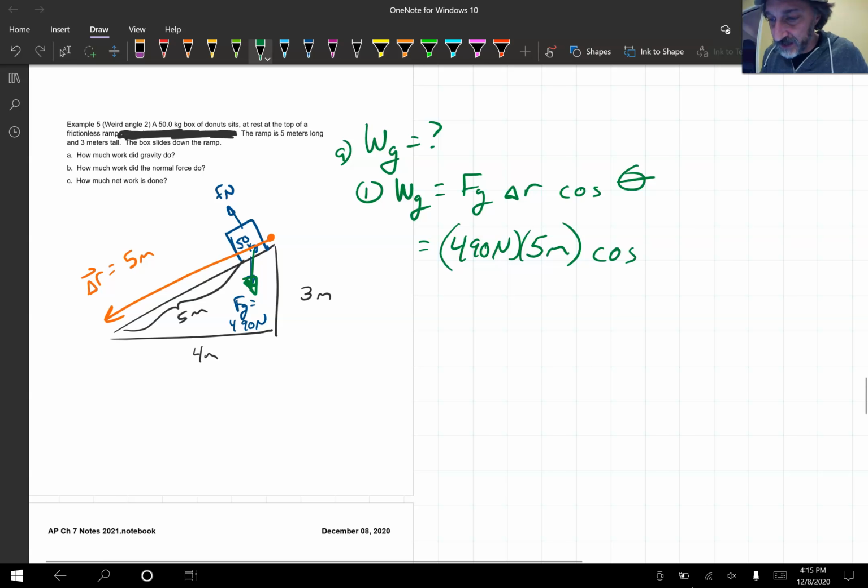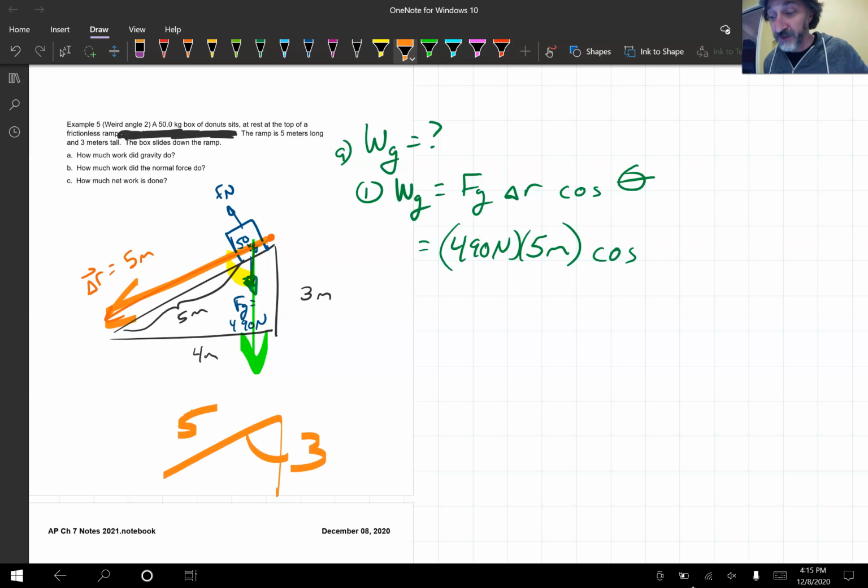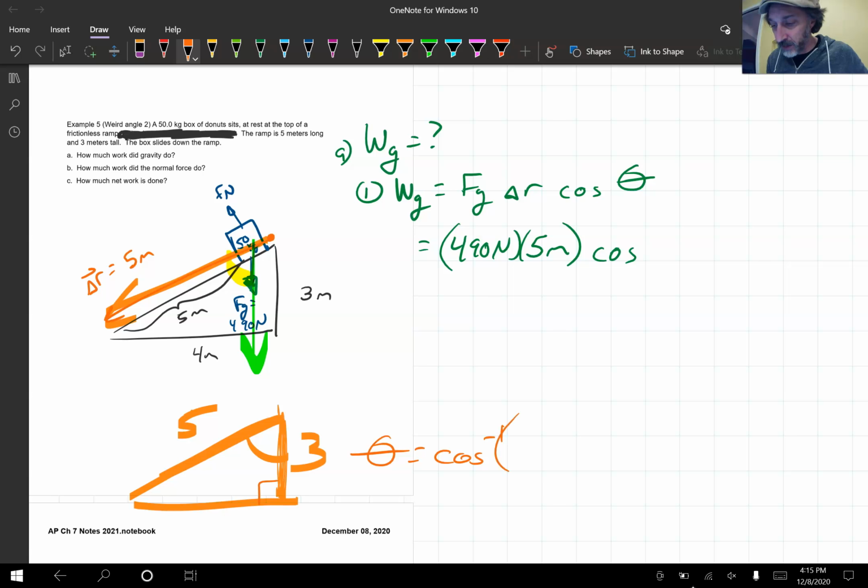So I think the angle I want is this one here, the angle between my force vector and my displacement vector. I want this angle because the force is vertical, just like the 3 meters, and the 5 meters is along the ramp. If that is a right triangle, then my angle is going to be the inverse cosine of adjacent over hypotenuse.